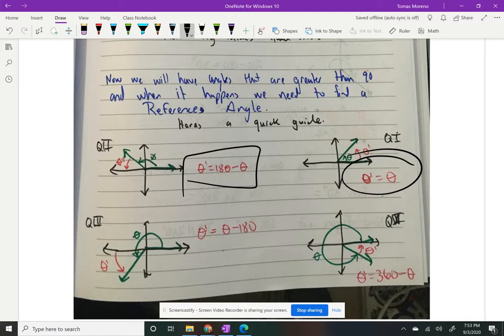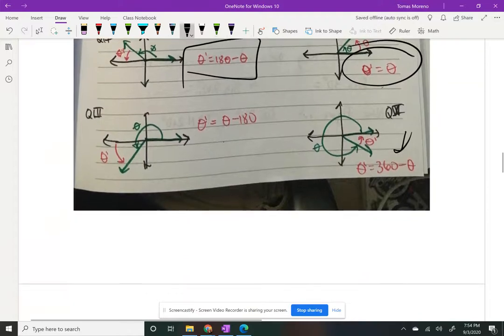When you're in quadrant 4, you're going to have angles that are bigger than 270 degrees. So angles like 300, 315, 345, those would be in quadrant 4. So we take 360 and subtract the angle that's given. Okay? I know this might sound a little confusing, but we're going to do some practice problems.